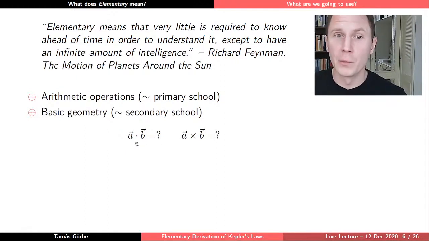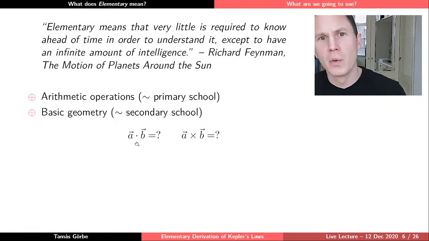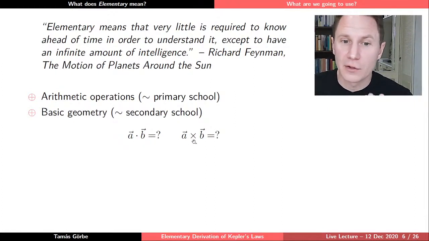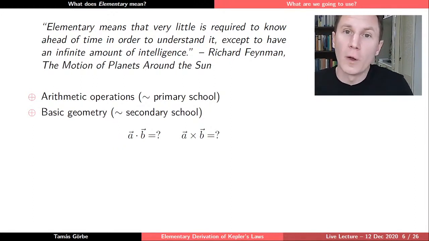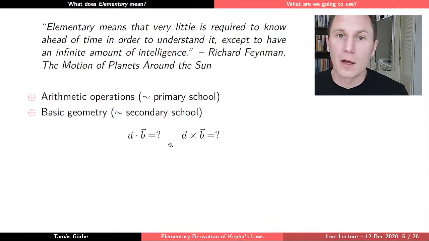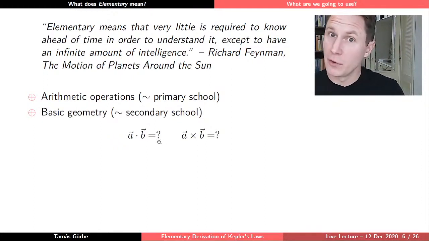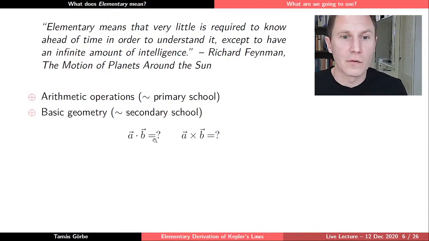So I'm assuming that you all know what the dot and cross products of vectors are and what properties they have, but I will be referring to these properties. Even if you don't know these properties, you just have to accept or believe what I say. After the lecture, you can check that these things are indeed true. I'm not going to prove things related to these two operations, but I'm going to use them. This is something that I would say is elementary at this point.